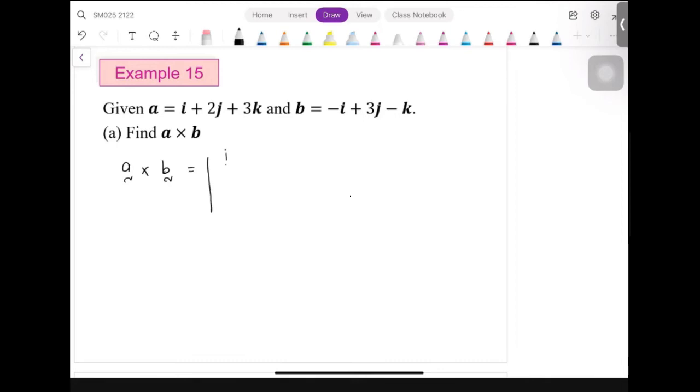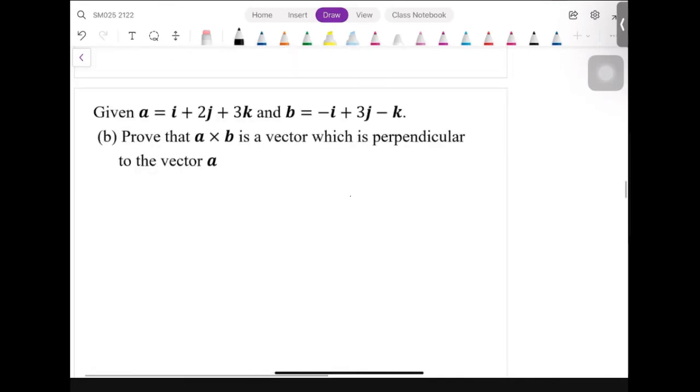So we have i, j, k. For vector A, it's 1, 2, 3. And vector B is negative 1, 3, and negative 1. Then, following our rule just now for i, j, and k, I skip that part. In this case, our answer for A cross B would be negative 11i minus 2j plus 5k. Settle with that part.